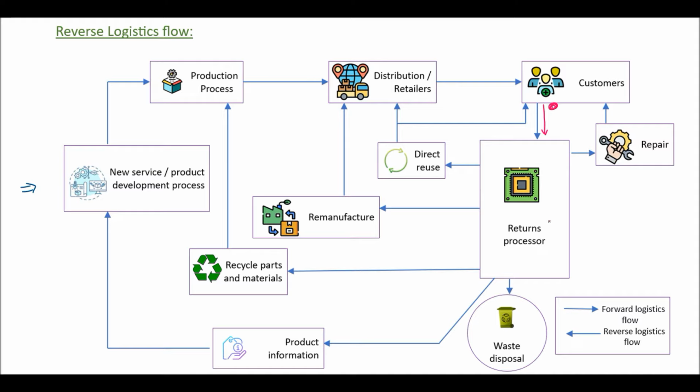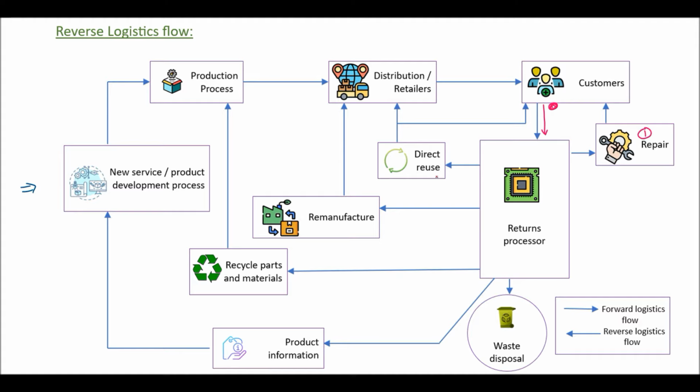Now there are multiple possibilities with the products. So let's look at each of them. The first one is repair. If the item can be repaired, then it should be repaired and then sent back to the customer. So once you receive the product, you realize that the product can be repaired, then it can be returned to the customer from the returns processor directly. So this is your first flow that we looked at.